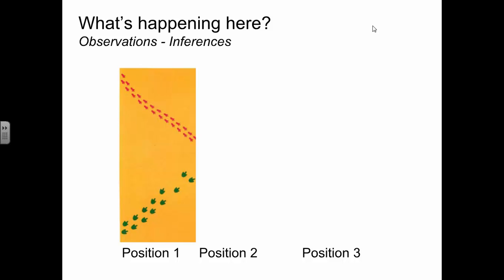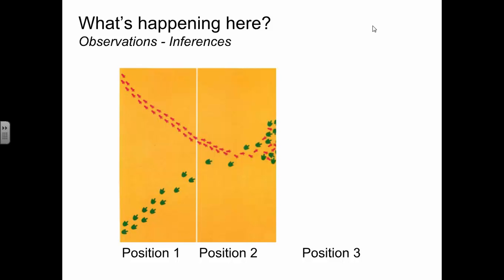All right, give me an inference based on something you're seeing here. The animal that left the red footprints is smaller than the one with the green. That's an inference. We can't see that, but we might make that inference. Give me another one, Diksha. Might cross? All right. Let's look.